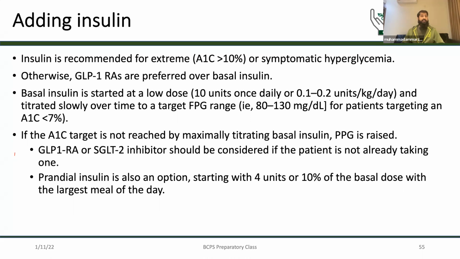If with basal insulin you are not able to control the blood glucose levels, then you should consider postprandial glucose levels. And if the postprandial glucose levels are raised, obviously you have to use rapid-acting insulins before every meal.